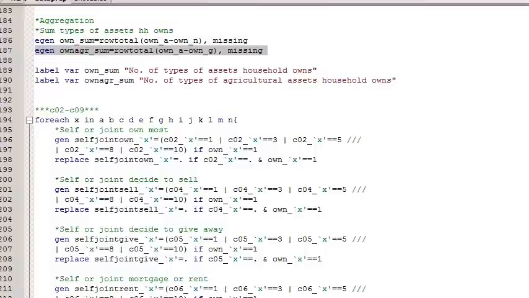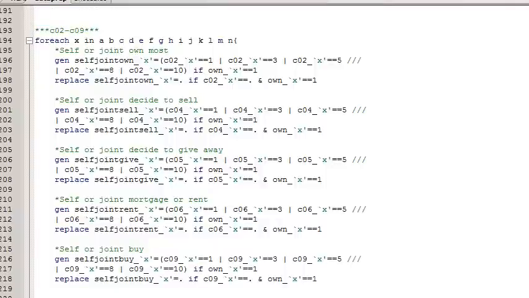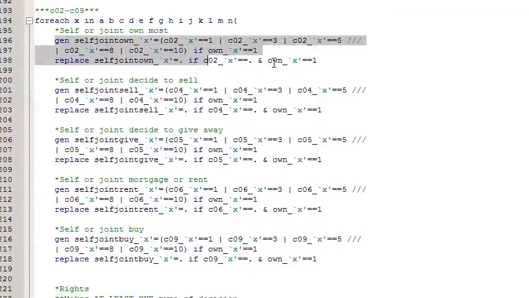Then we move on to questions between C02 and C09, although actually this doesn't include questions C07 and C08. First, based on C02, we create the indicator self-joint-own-X. The indicator self-joint-own-X is equal to 1 if the household owns that type of asset and the individual himself owns, at least jointly, that type of asset.